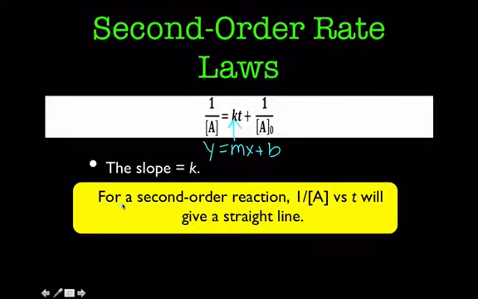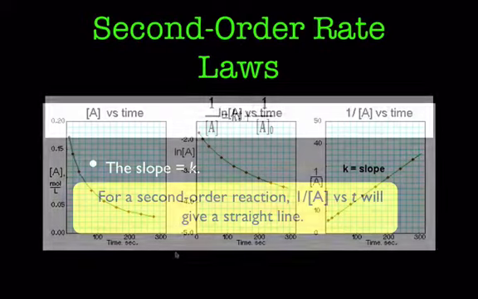So in order to get our second order reaction to give a graph of a straight line, we're going to take 1 over the concentration versus time. That's my y and that's my x. So when I do that and it's a second order, it's going to give me a straight line.